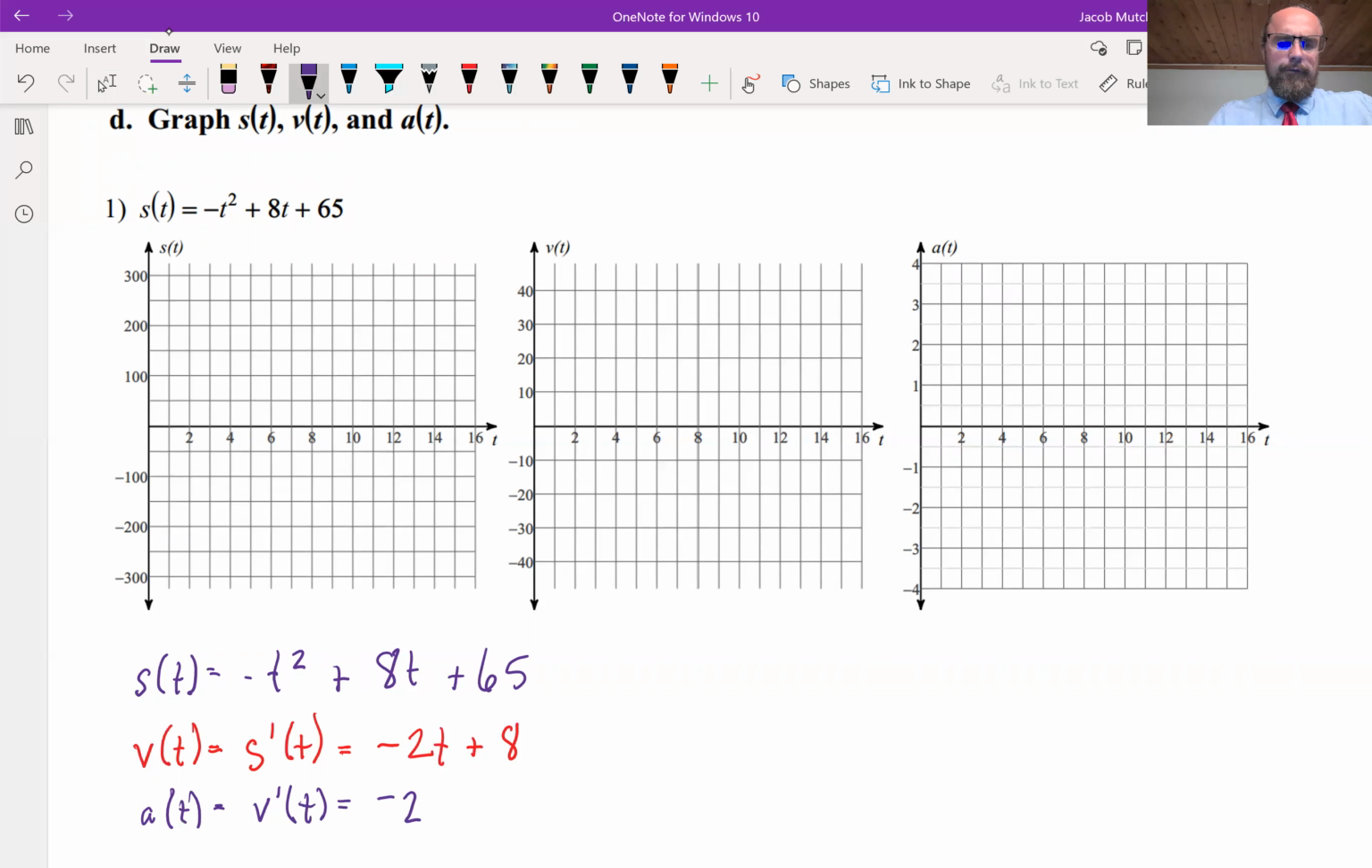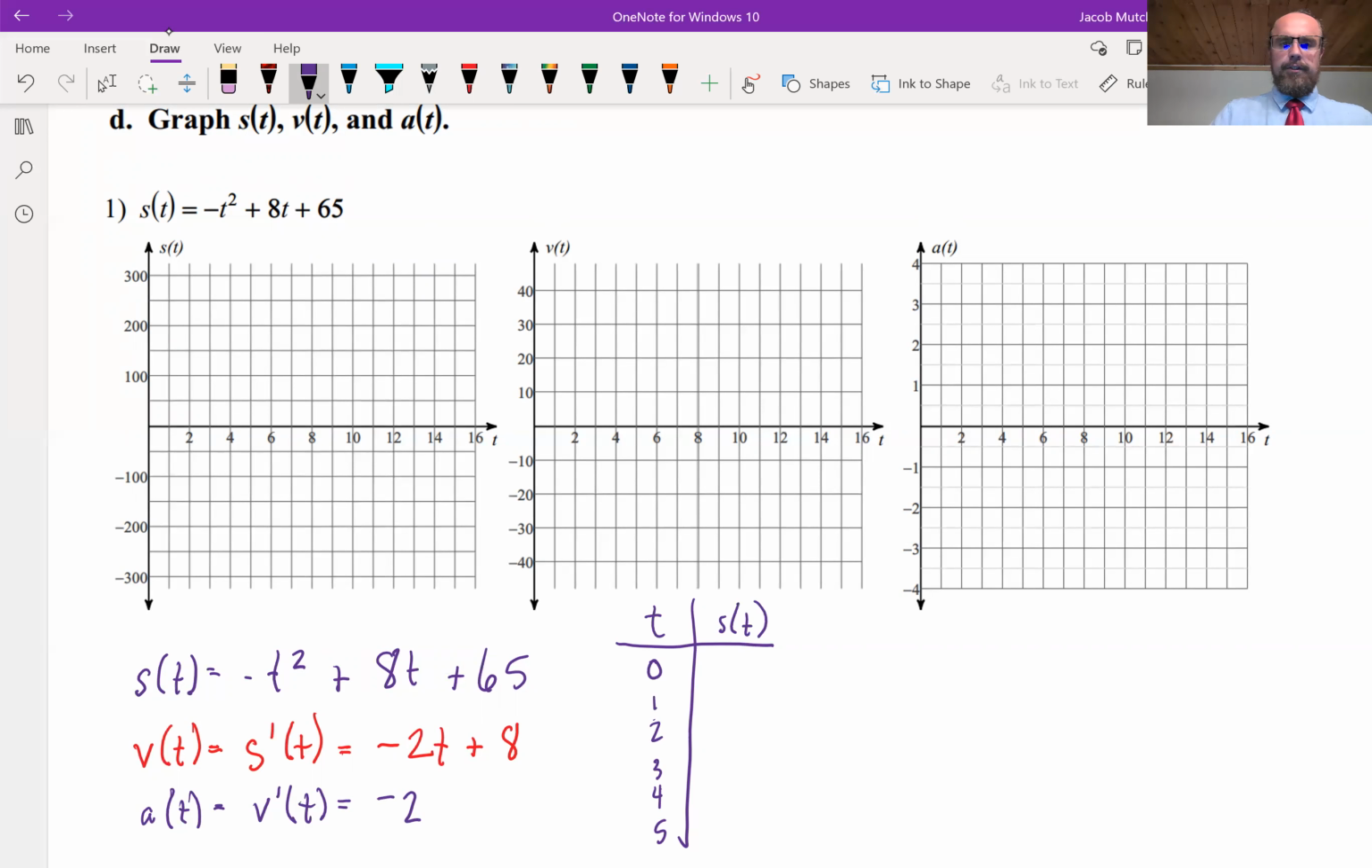So we'll start off with the position function. That's negative t squared plus 8t plus 65. And let's create a table for that. So time is our independent variable, and we are restricting it to 0 or positive values. So we'll go 0, 1, 2, 3, 4, and 5. Perhaps we'll need more, we'll see. And we're going to graph s of t.